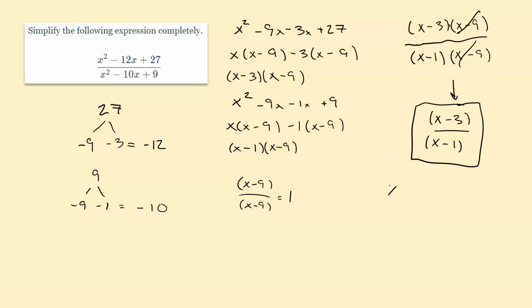If we had something like this, these x's you could cancel because they're attached by multiplication. These x's you cannot cancel because they're attached by subtraction. So make sure you are careful about your canceling and not just canceling things willy-nilly just because they're in the numerator and the denominator.